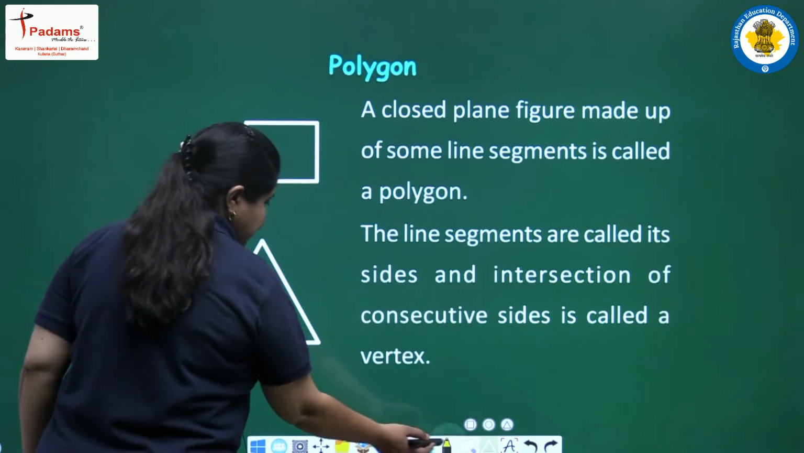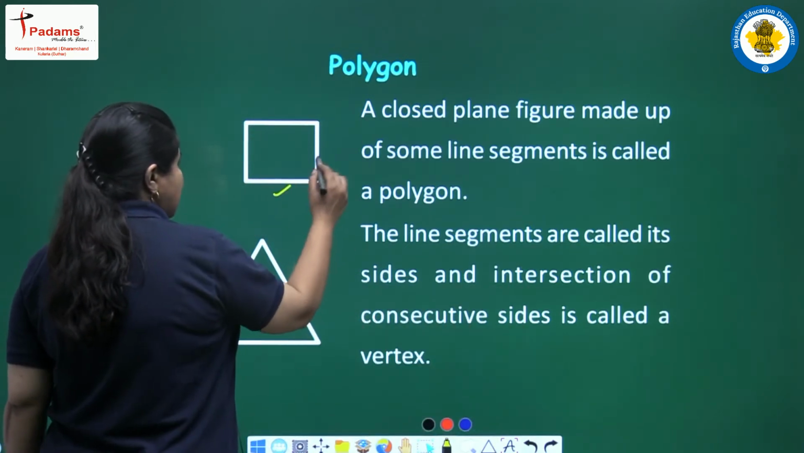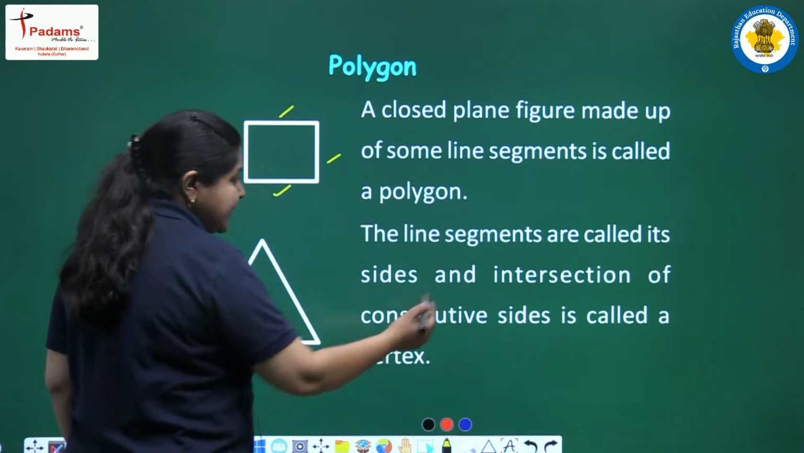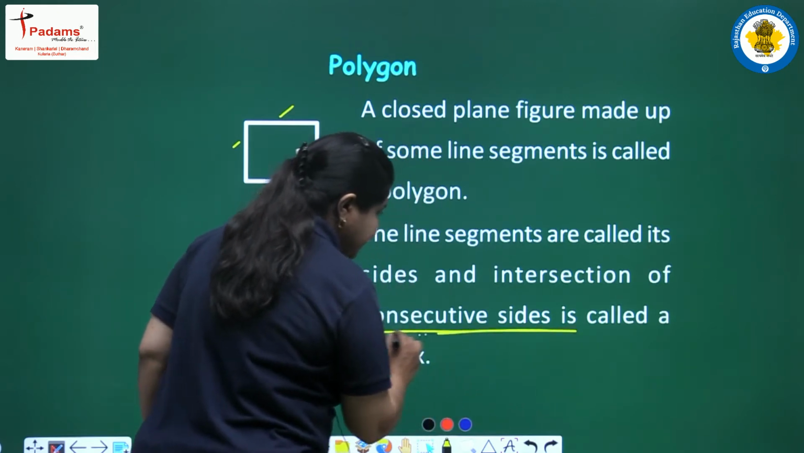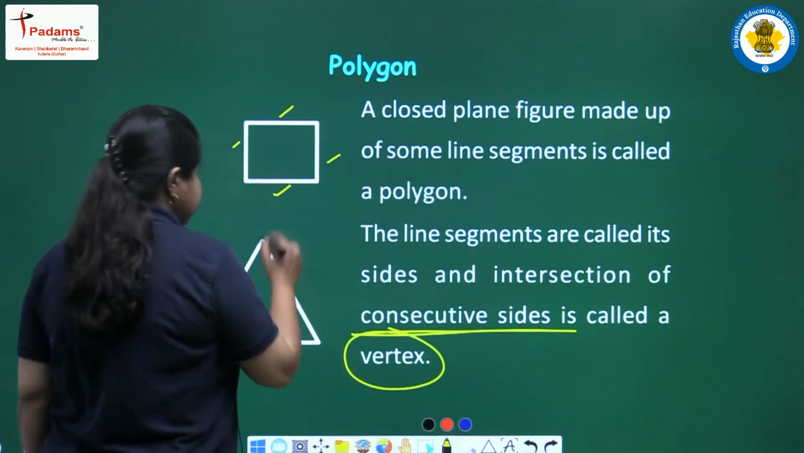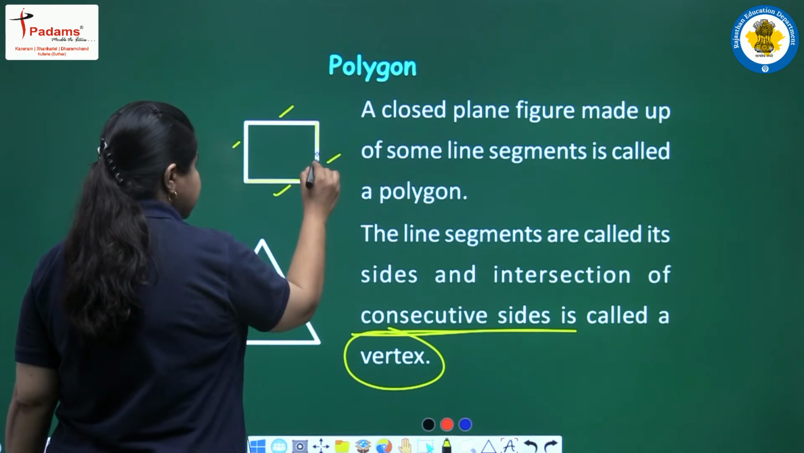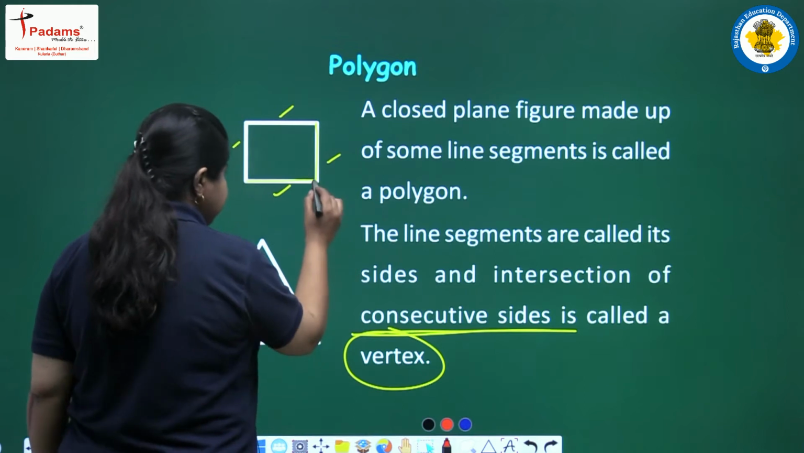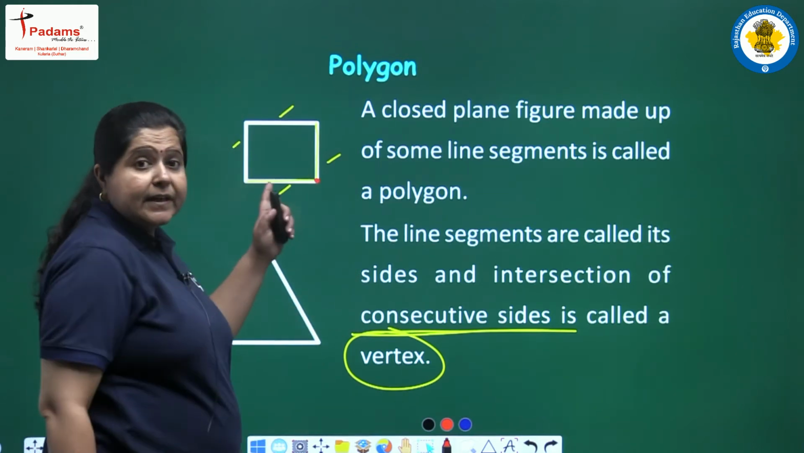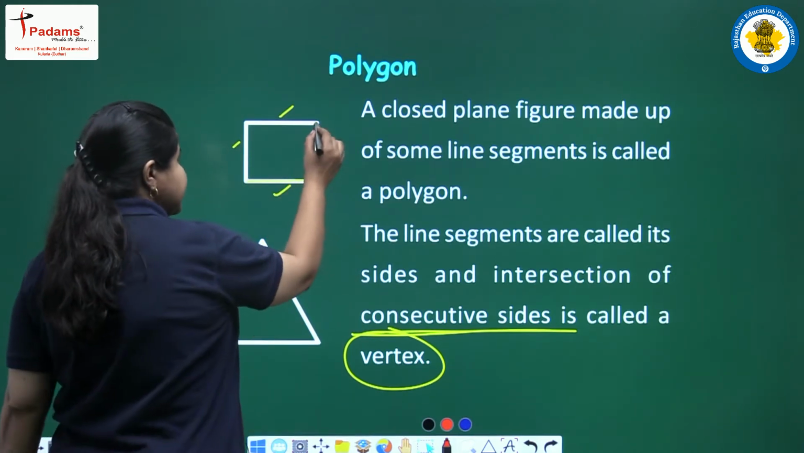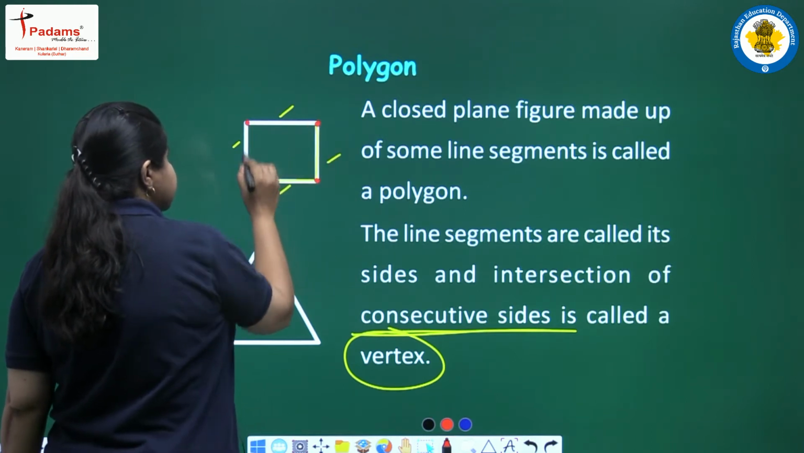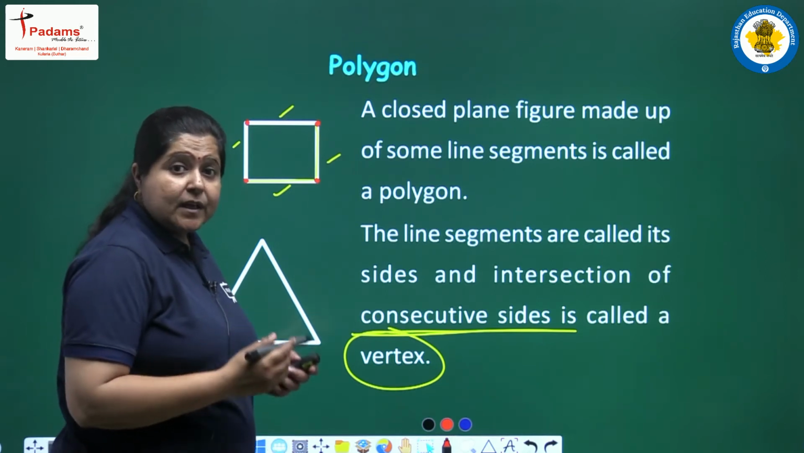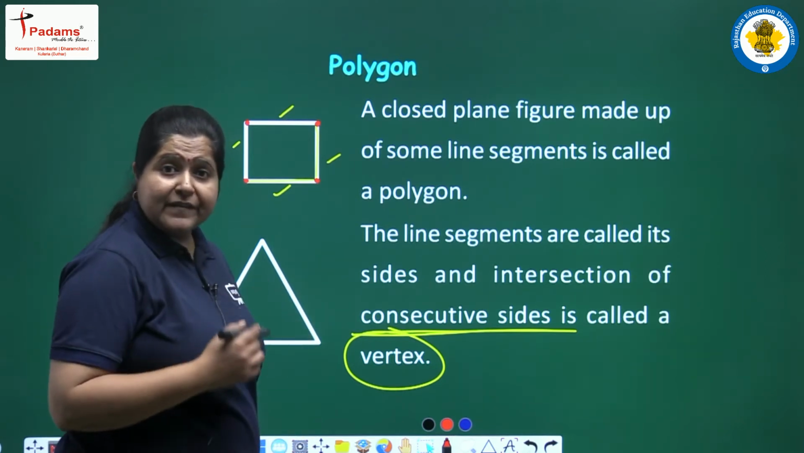You can see there are 4 sides in a rectangle, 1, 2, 3, 4. Here we have 3 sides in a triangle, and the intersection of consecutive sides is called a vertex. जब आप दो consecutive sides लगातार आने वाली sides को मिलाते हैं तो ये जो point of intersection है ये कहलाता है vertex of the figure. And in a rectangle you can see there are 4 vertices. In a triangle there are 3 vertices. So these are some of the terms that you know very well from your previous classes.